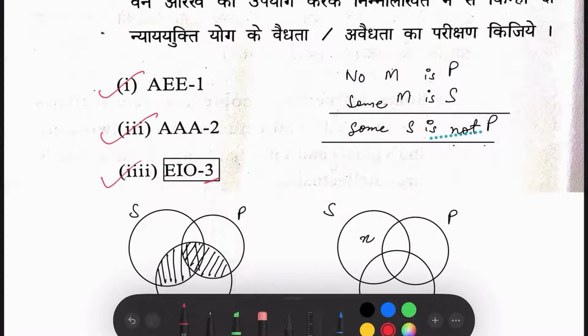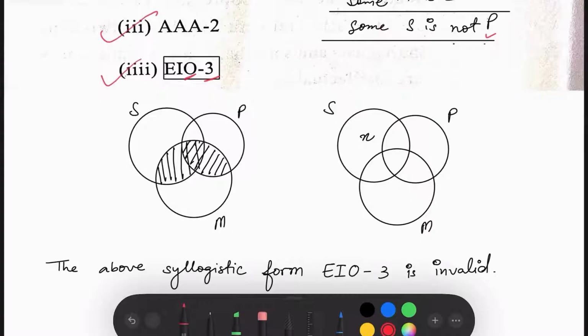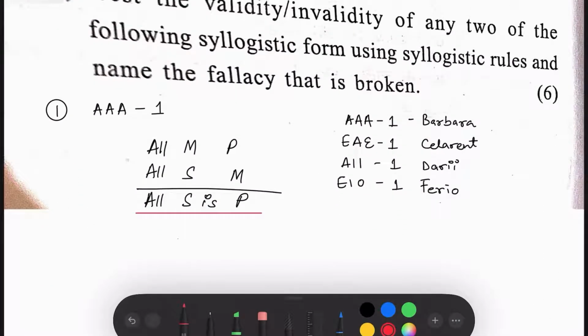Now again we have the third figure, so we have the position of the middle term. P will always come first, then S, then some S's not P will come because the O proposition is given. So again if you see the Venn diagram, in both cases it's totally different. So again this will be invalid. So Venn diagram, I hope it's clear to everyone.